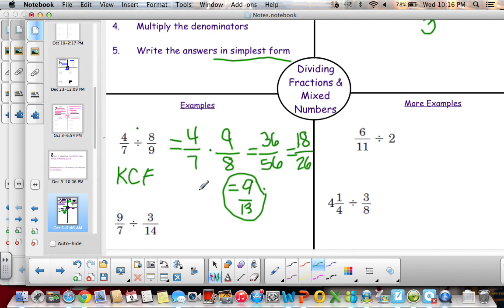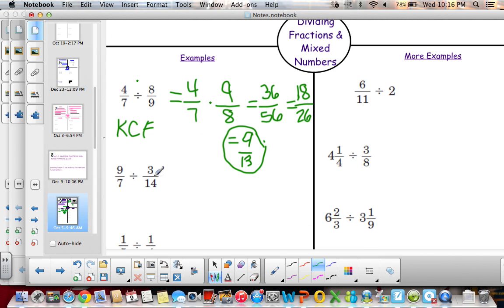Okay, let's look at another one. 9/7 divided by 3/14. So we keep our first fraction, change to multiplication, and then flip. So, whoops, 9/7. We never, ever, ever flip the first number. Just like when we're subtracting integers, we always keep that first fraction the same. We change to multiplication, and then we flip. So 14/3.